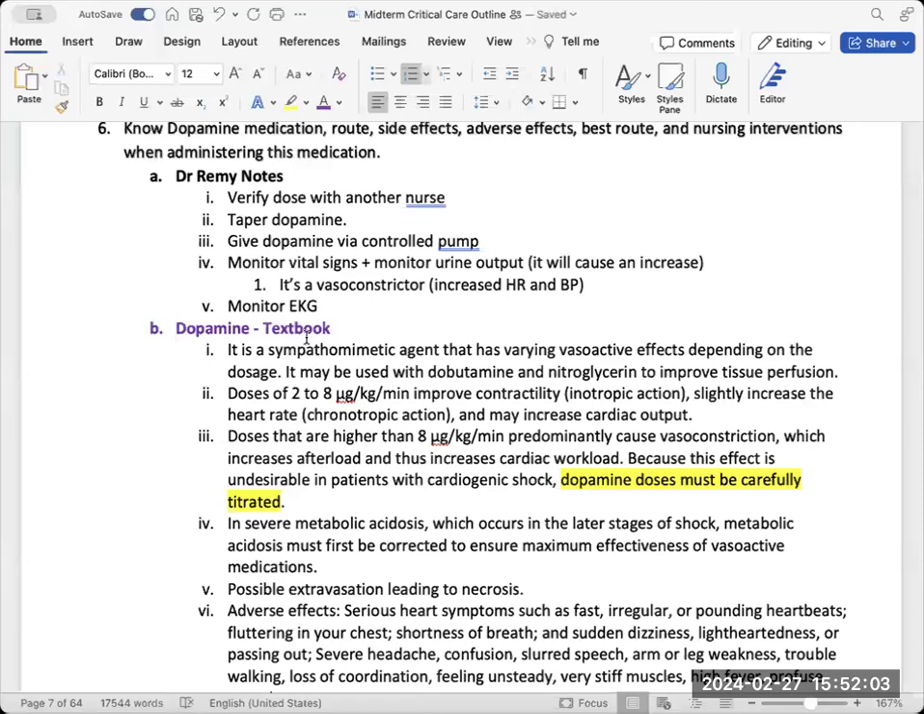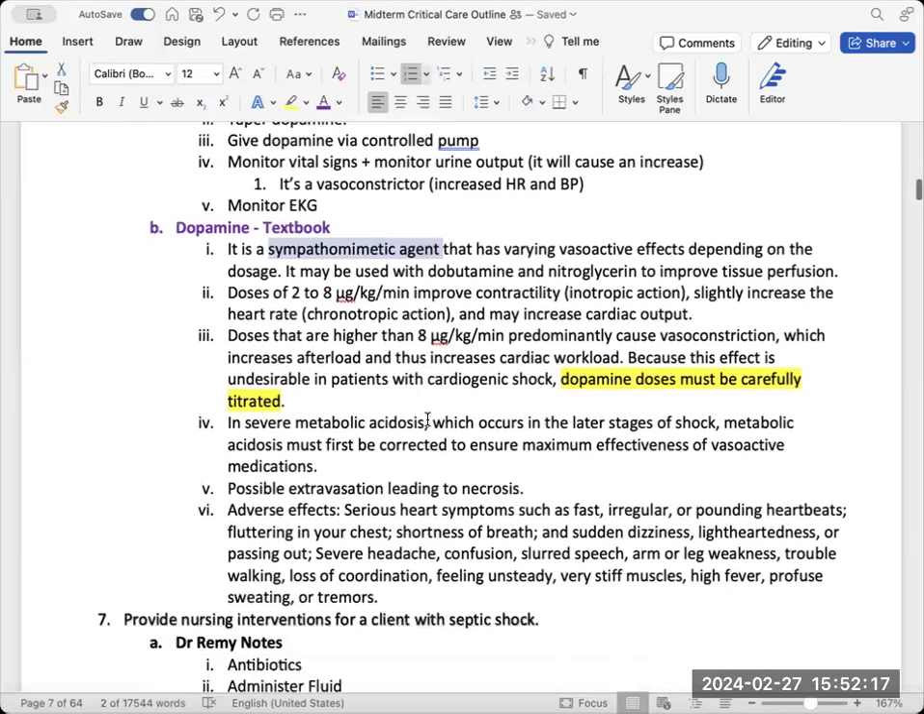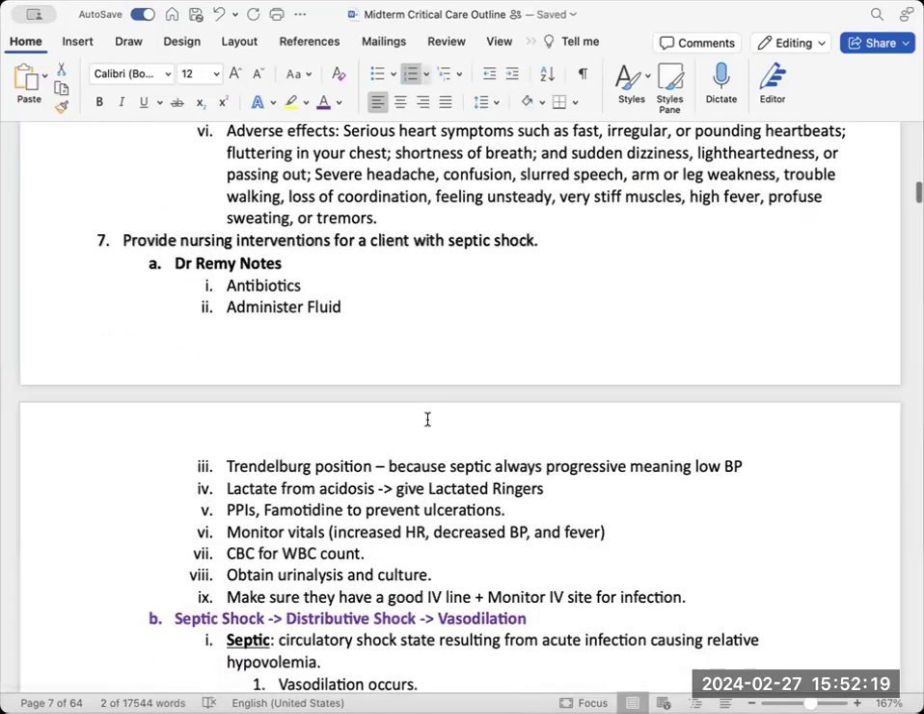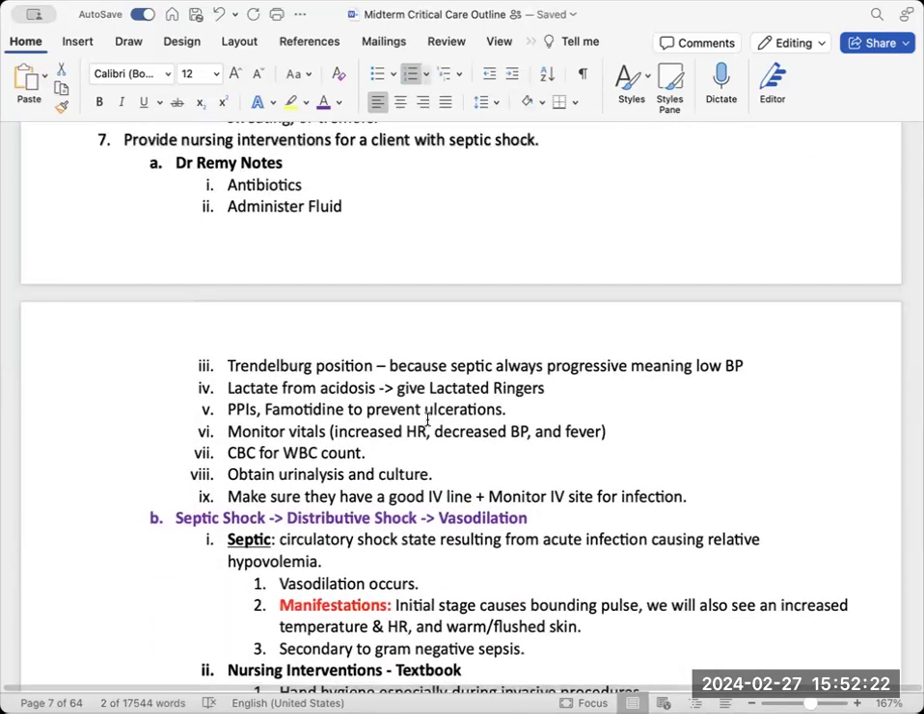And remember, if you can't remember a lot of the terms that we said, it's also a sympathomimetic drug. So it means it mimics the sympathetic nervous system. So that's the type of signs and symptoms we expect to see in a patient who's getting this. Okay. So we're good with dopamine.